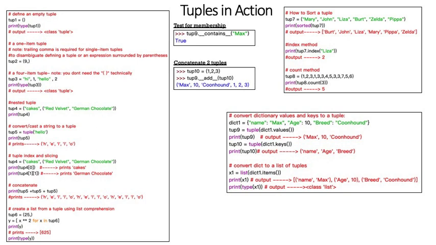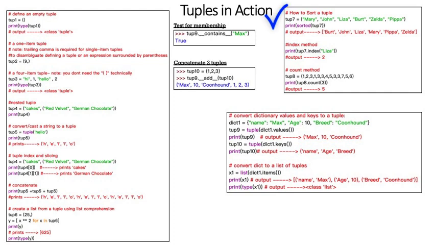We can concatenate, so I can do tup5 plus tup5 plus tup5, and you might remember tup5 was hello, so it just gives me 3 hellos in a row. Create a list from a tuple using list comprehension. So I have tup6 as 25 comma, so a one item tuple. y equals x to the power of 2 for x in tup6, and when I print y, I get 625.